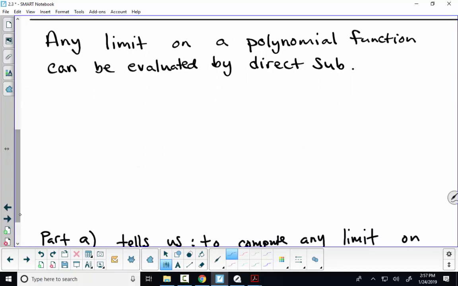So let's look at, notice we said any limit. Doesn't matter if it's a two-sided or a one-sided limit for any polynomial. So if I ask you to compute, for instance, the limit as x approaches 1 from the left on x to the 4th minus 3x cubed plus x squared minus 4.